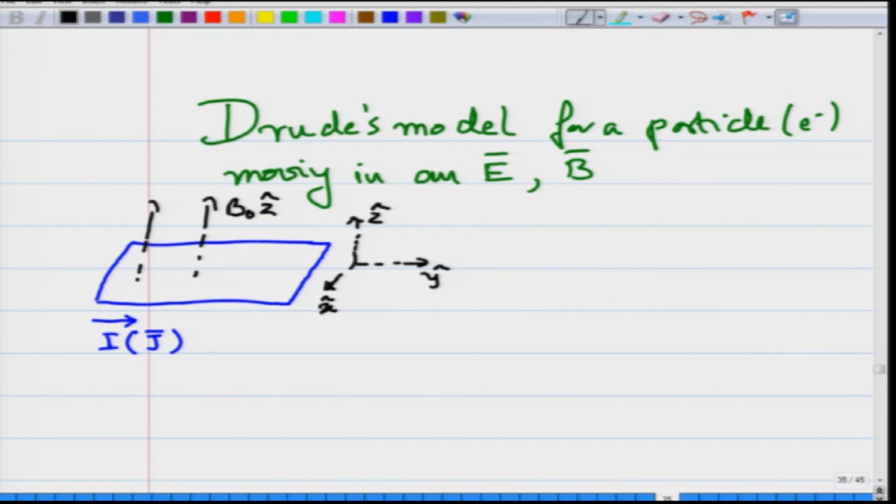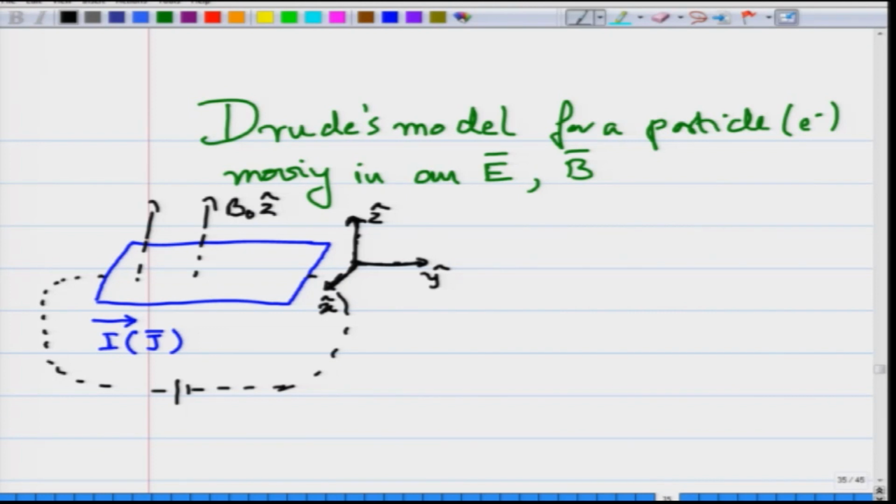So, assume that I have applied a voltage across it, because of which electrons are flowing and there is a current which is generated. There is a current density J which is in this direction. And you also place it in a magnetic field. So, because of the voltage, there is an electric field which is present, and apart from that there is also a magnetic field. Now, let us calculate what is happening in this system.